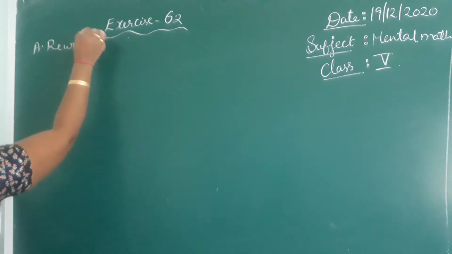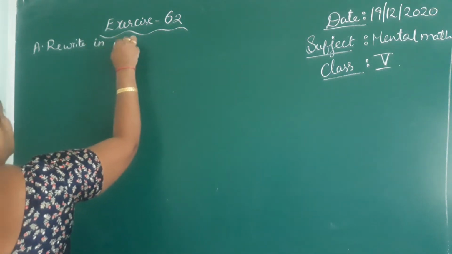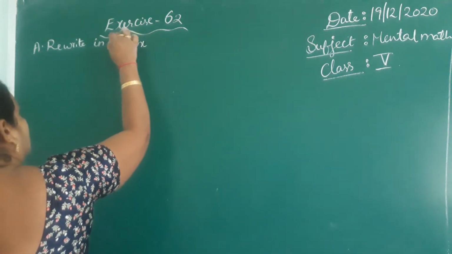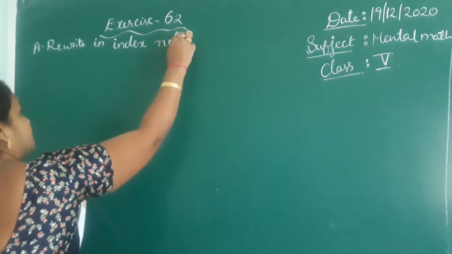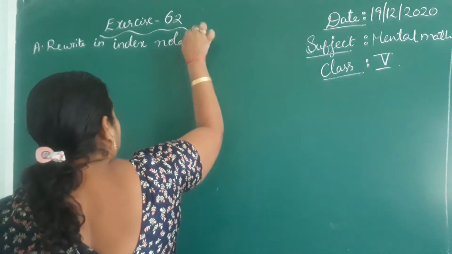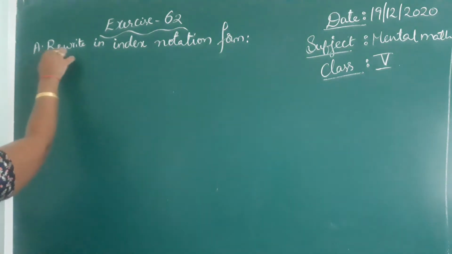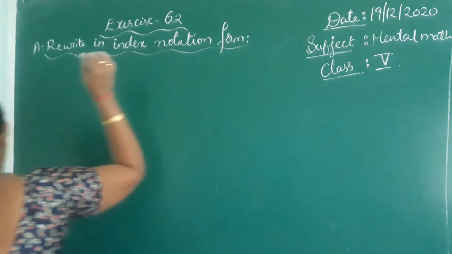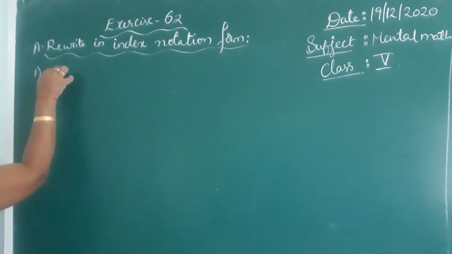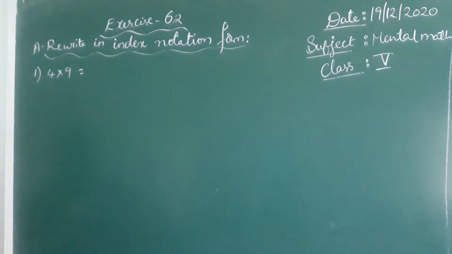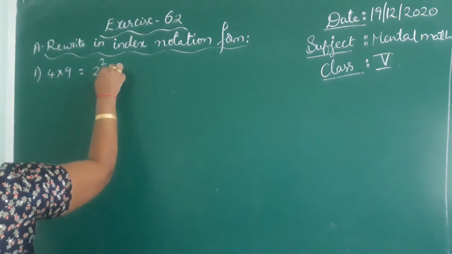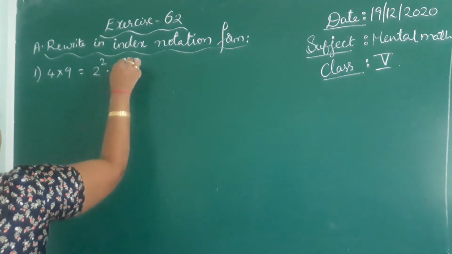Rewrite in index notation form. See the first one. 4 into 9. What is meant by 4 into 9? 4 can be written as 2 square, into 9 can be written as 3 square.